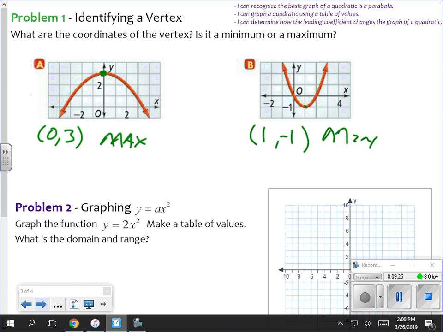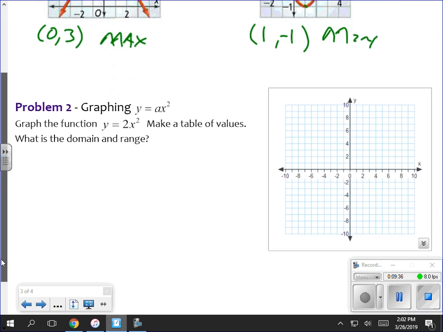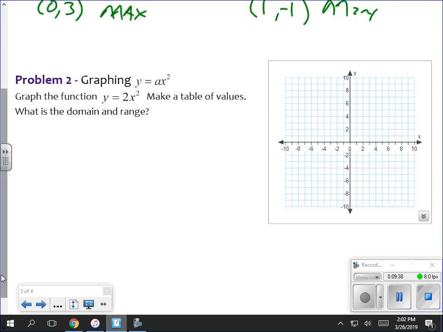Max and min. Okay. Those are important. What is your maximum value? What's your minimum value? I want to pause this for a second. So, problem number 2, graphing the equation.